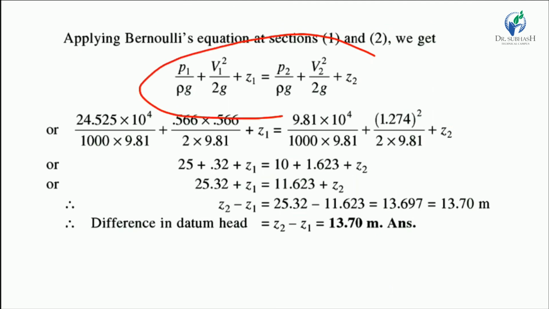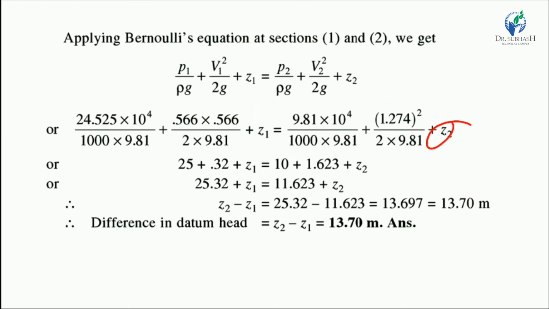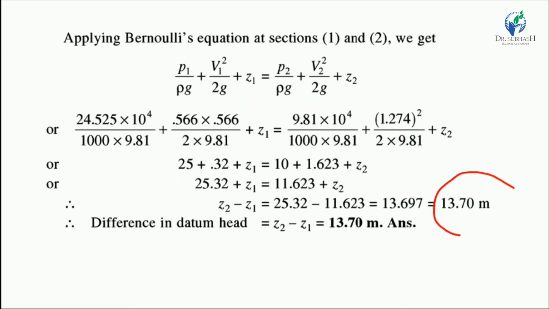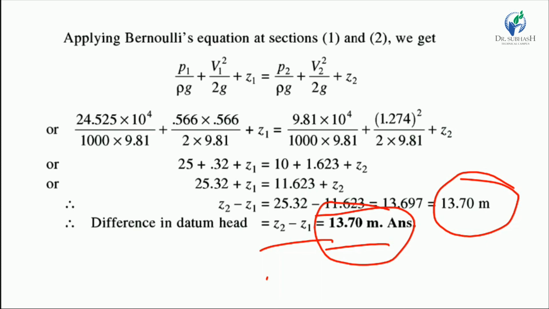Now applying Bernoulli's principle, simply put the known values of all elements. Only Z1 and Z2 have no value. So now take the difference Z2 minus Z1 and rearrange all the values in this equation. Now we can get the datum head difference Z2 minus Z1 as 13.70 meter. So now we can easily solve this kind of application problem by Bernoulli's principle.